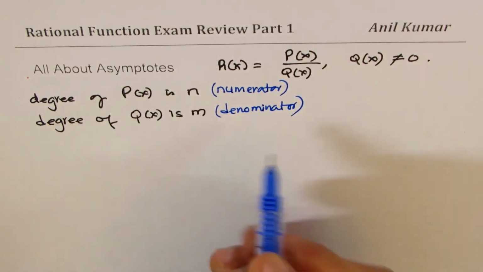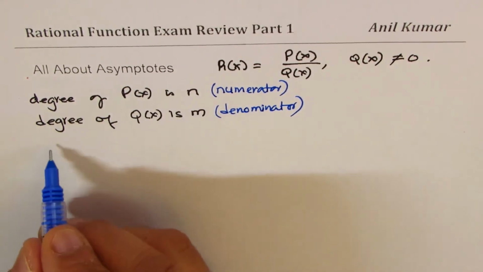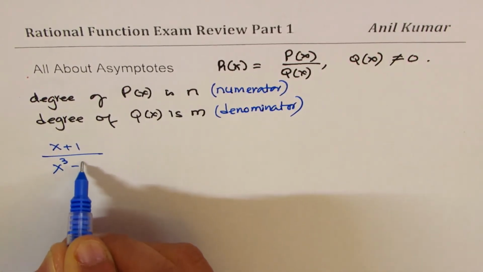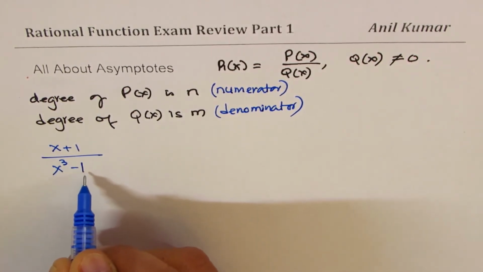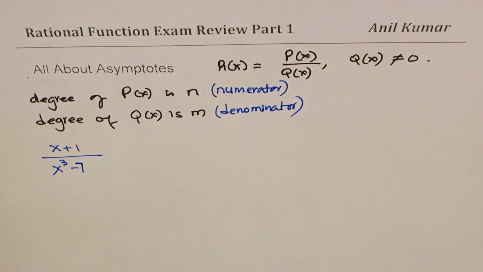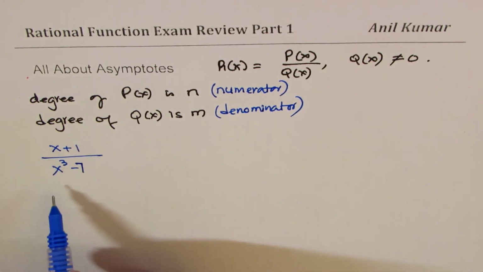Correct? So let's take an example where degree of m is higher. Let's say we have x plus 1 over x cubed minus, let's say, 7. Right? Okay. So let's take this example.